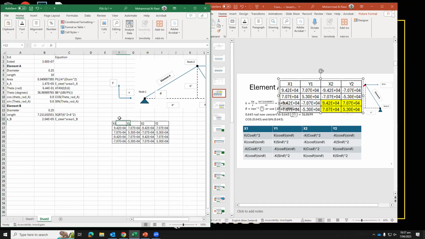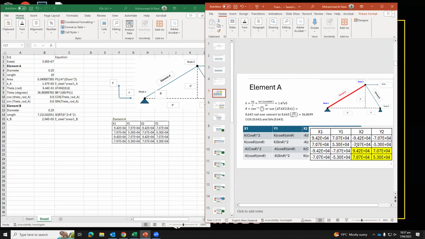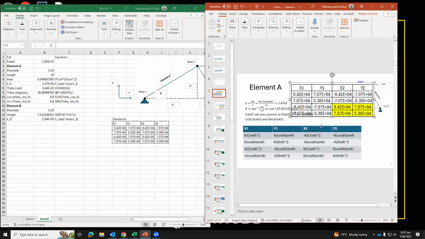I would just type here, element A. I'll give you a break a bit to catch up. Make sure you're there.